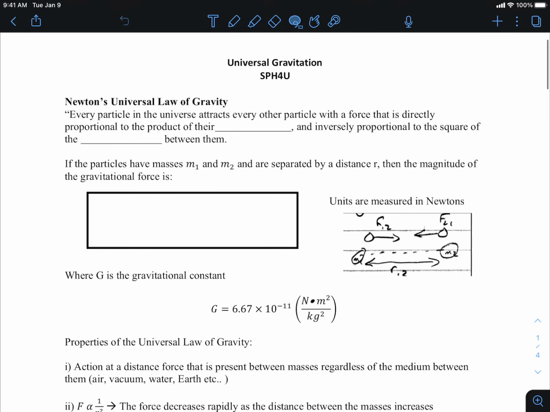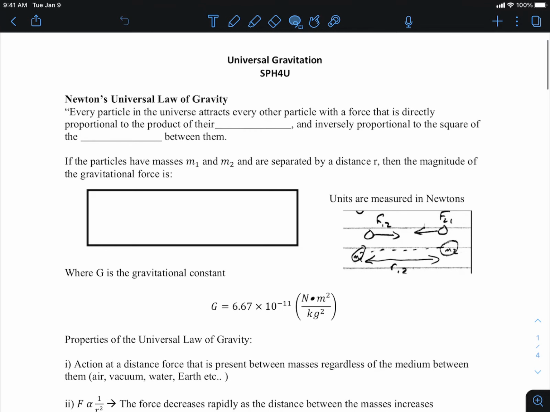Newton's universal law of gravity states that every particle in the universe attracts every other particle with a force that is directly proportional to the product of their masses, and inversely proportional to the square of the distance, which we typically denote as radius. So what we'll see in the equation are squares.